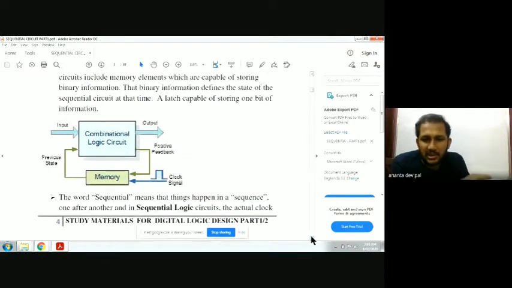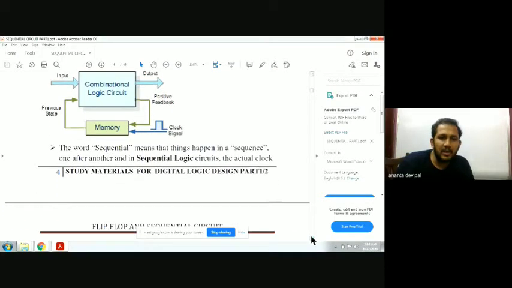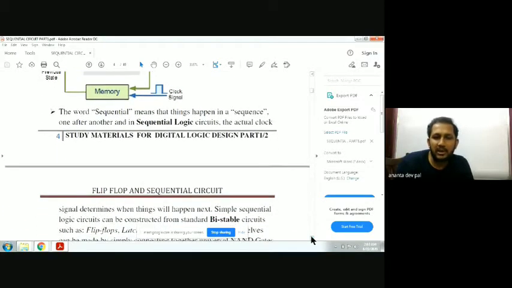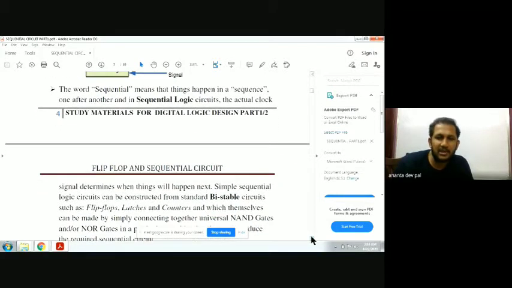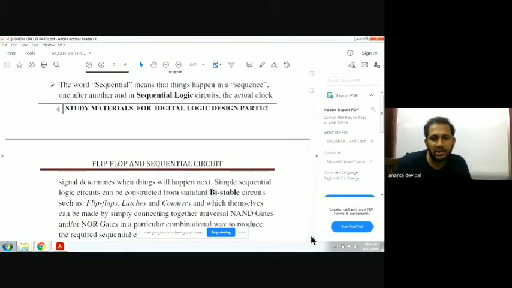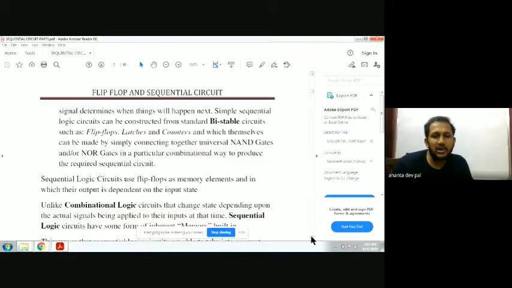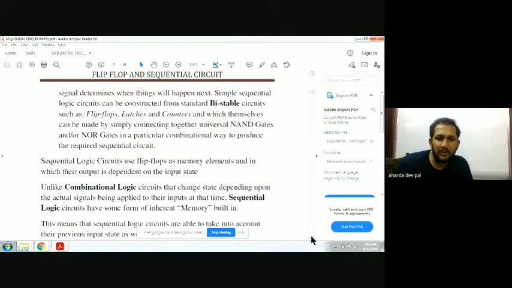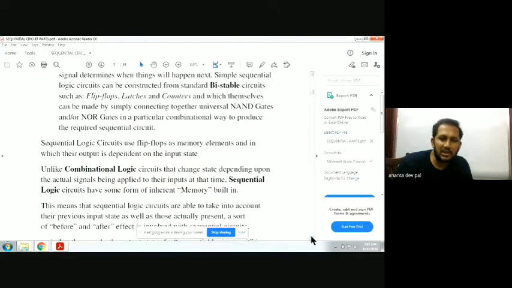Sequential means that things happen in a sequence, one after another. In sequential logic circuit, the actual clock signal determines when the things will happen next. Simple sequence circuits can be constructed with bistable circuits, that is flip-flop, latch, counter, registers, etc. Sequential logic circuit uses flip-flop as a memory element in which the output is dependent on the input state. Unlike combinator circuit, that changes state depending upon the actual signal being applied to their input at that time.